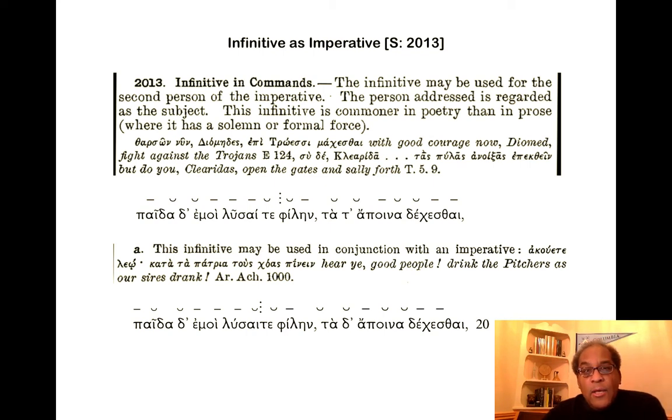Smyth describes at 2013a. He says that this infinitive of command may be used in conjunction with an imperative, or actually in this case with an optative that serves as an imperative. But the example that Smyth gives us is a good one from Aristophanes. He's always very entertaining. Akouete leoi, kata ta patria tous choas pinein. Listen to the people. Drink your draughts in the manner of your fathers. Hear ye, good people, drink the pitchers as our sires drank.